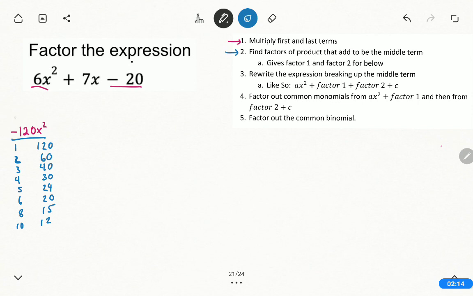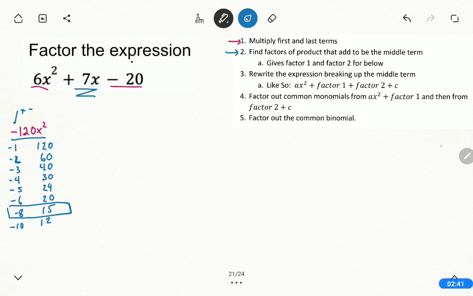Because it multiplies to be negative 120, I know one has to be positive, one has to be negative. So I'm just going to make one of my columns negative. Which combination adds up to be our middle term of 7? It looks like negative 8 and positive 15. I don't even have to switch signs this time. So that's the combination we want.